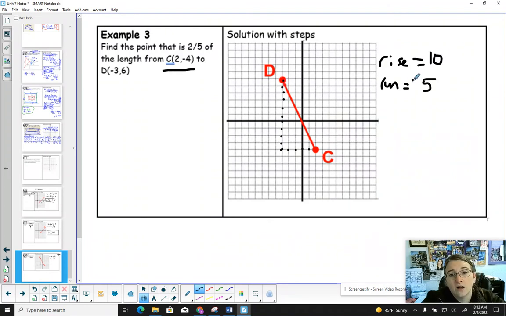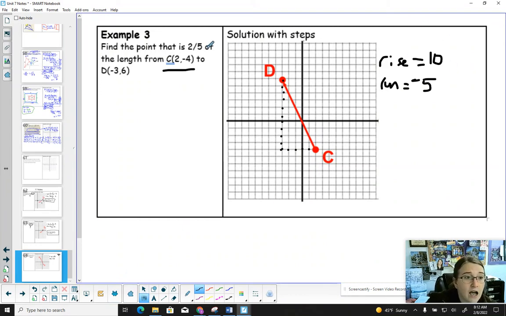Now, I will clarify here. This is technically a -5 for the run because you're going to the left. But that's okay. We know that our answer has to end up on the line. And so even if it's negative or positive, that kind of gives you an idea where you should be counting to. Our point has to end up on the line. And if it doesn't, you counted wrong.